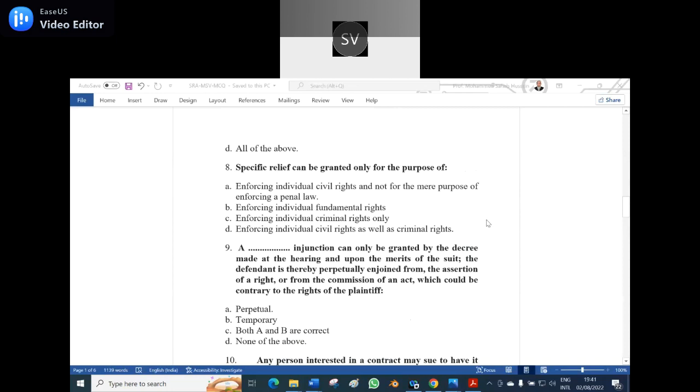Eighth question. Specific relief can be granted only for the purpose of option A, enforcing individual civil rights and not for the mere purpose of enforcing a penal law. I think this is also repeated.